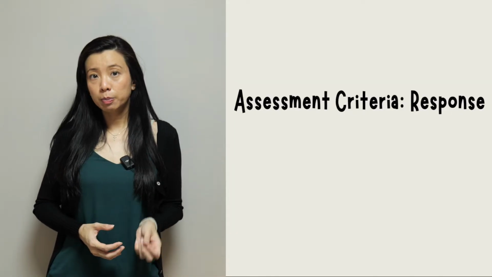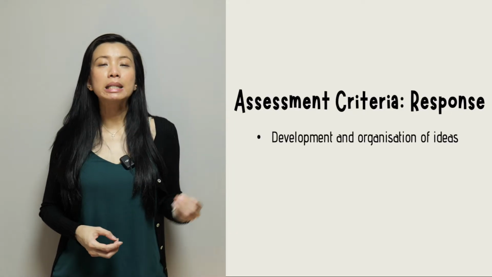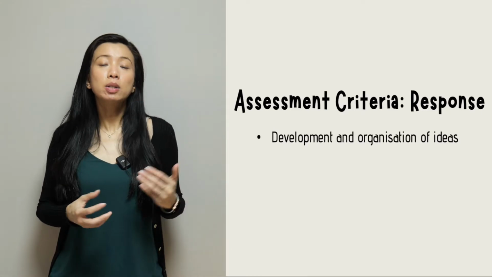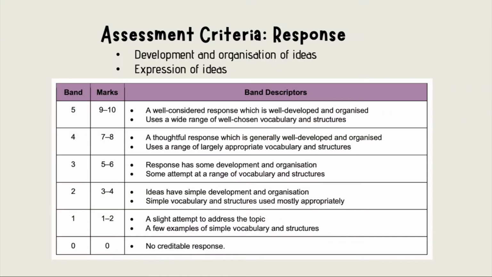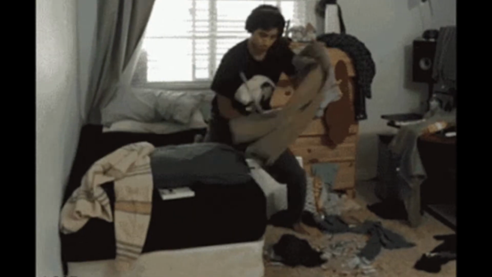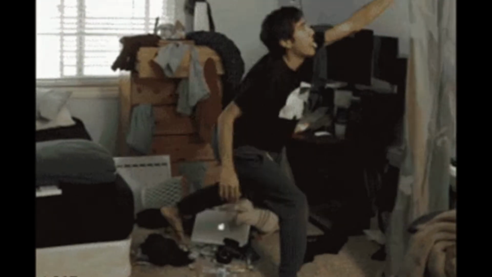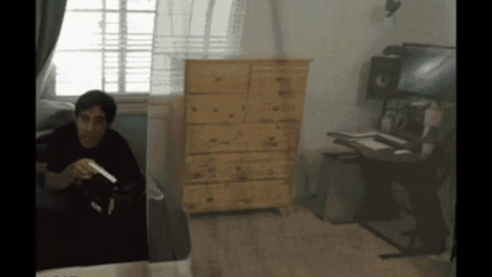The first one is response. This basically focuses on the student's development and organization of ideas as well as expression of ideas. In order to get the highest band for this criteria, students need to give a well-considered response, which is well-developed and organized. They also need to use a wide range of well-chosen vocabulary and structures. The other assessment criteria focuses more on delivery. However, we're not going to talk about that today because the purpose of this video is to look more at how to plan your response, which is more about the organization of your response.